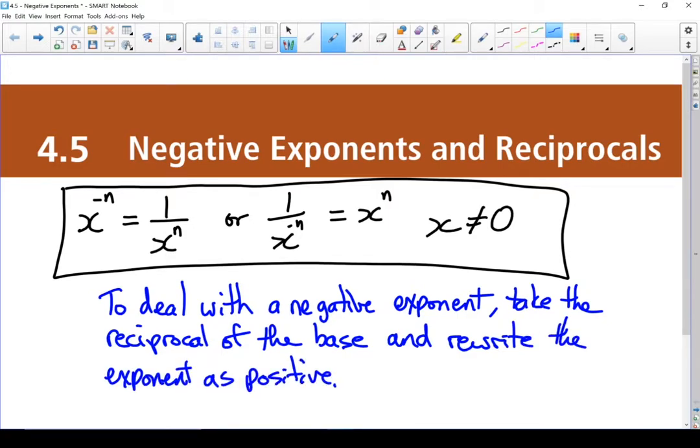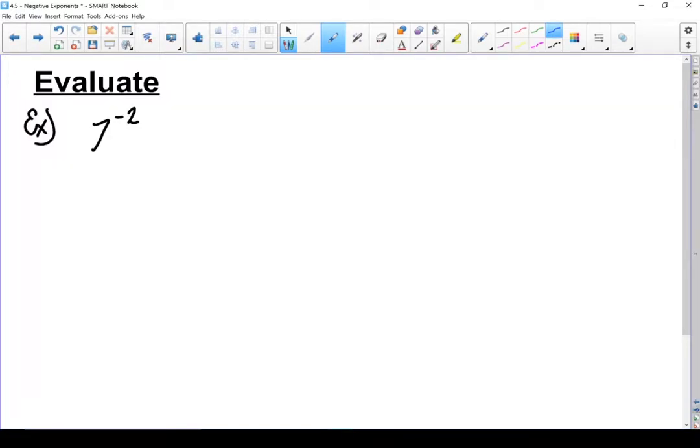This will make a little more sense when I show you some examples, so let's jump right to that. Here's a question I want to evaluate. I want to evaluate 7 to the power of negative 2. First step is I'm going to take the reciprocal of the base. So instead of it being 7, I treat it as 1 over 7. I flipped it to the bottom. And then I can rewrite that exponent as positive, 1 over 7 squared. 7 squared is 49, so I've got 1 over 49.